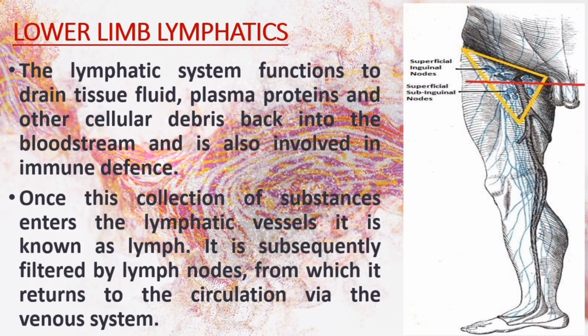We'll begin with the lower limb where we shall discuss the lymphatic vessels and the lymph nodes. The lymphatic system functions to drain tissue fluid, plasma proteins and other cellular debris back into the bloodstream, and is also involved in immune defense. Once this collection of substances enters the lymphatic vessels it is known as lymph. Lymph is subsequently filtered by lymph nodes and directed into the venous system.